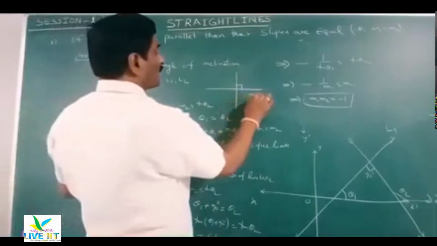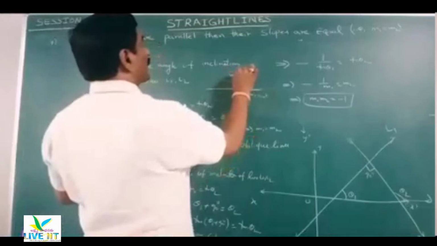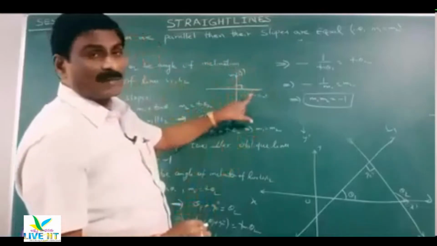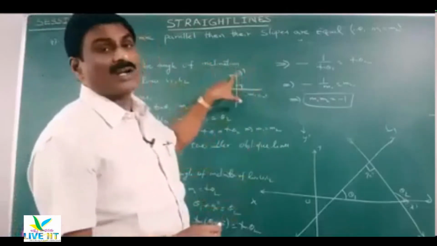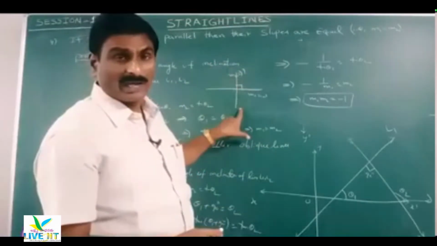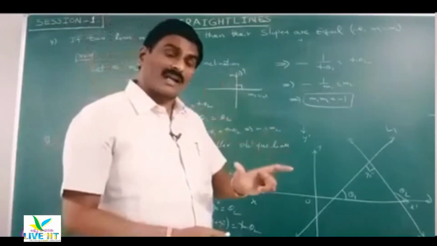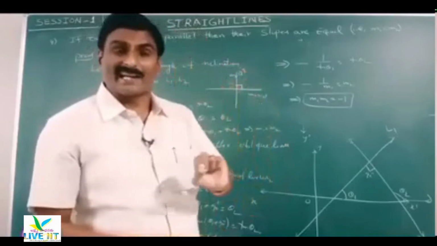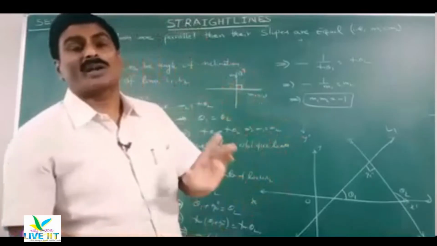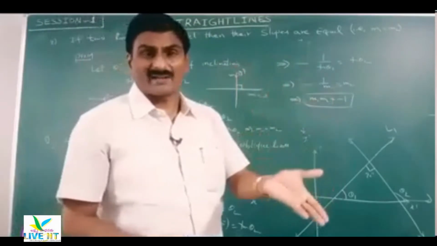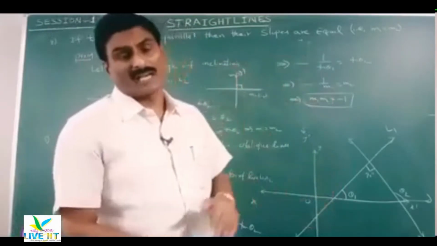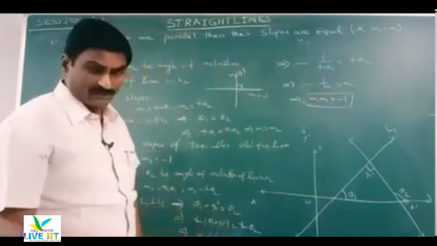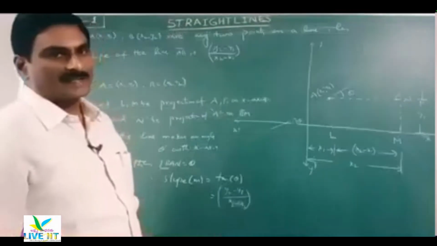But in this case, the slope of this line is 0, but the slope of the other line is not defined. So in this case, m1 m2 is not equal to minus 1, because m2 is not defined. Please observe these values. If the lines are horizontal and vertical, the angle between the two lines is always 90 degrees. But in this case, m1 m2 is not equal to minus 1, that means m2 is not defined, so we can't find that value. Please note that.